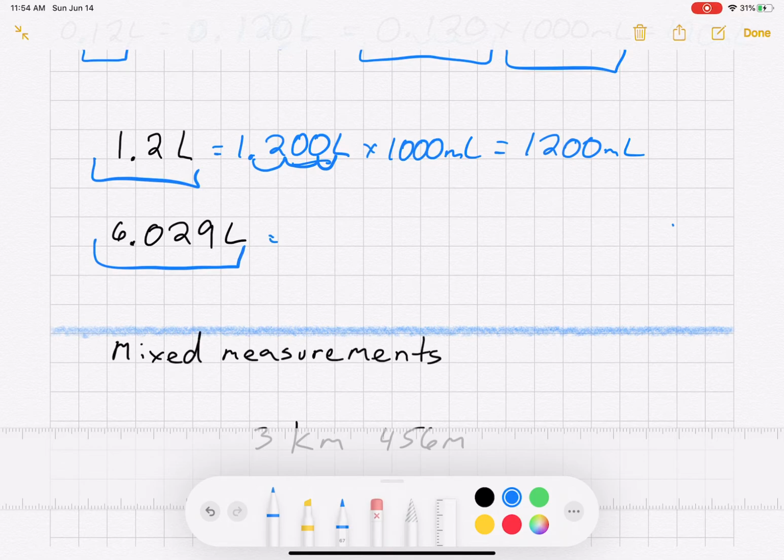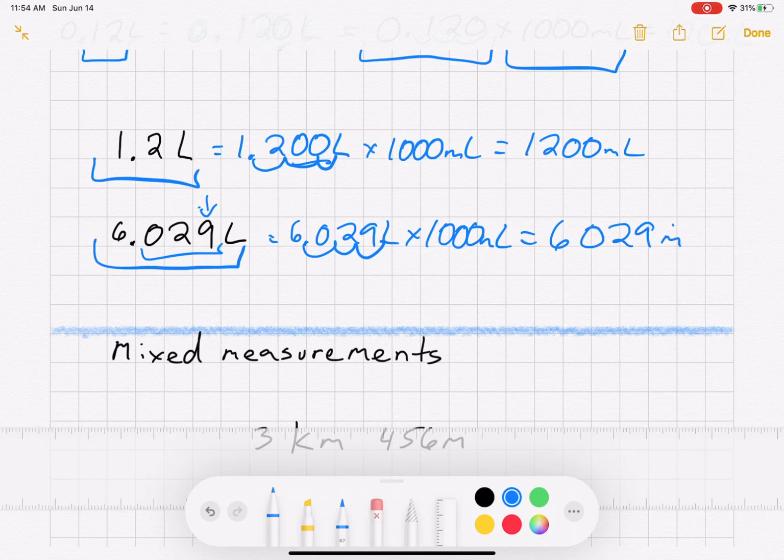Pause the video. So I already have 3 places past the decimal. I already have to the thousandths place. So I have 6.029 liters multiplied by 1,000 milliliters, which equals 3 decimal shifts. So that's 6,029 milliliters.